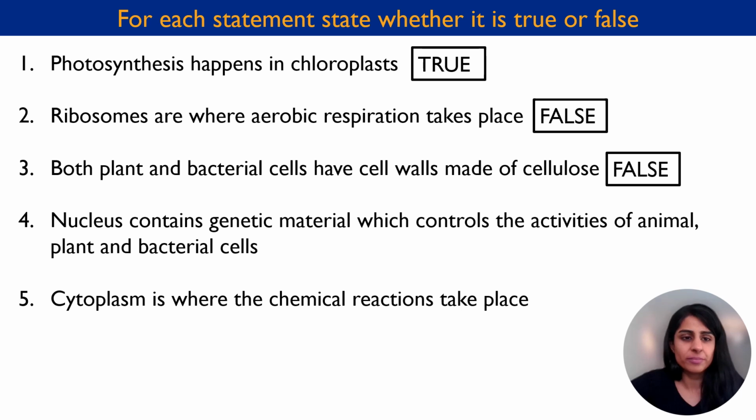4. The nucleus contains genetic material which controls the activities of animal, plant and bacterial cells. That is false because nucleus does control the activities of the cell in the cells that they're in. So they're in animal and plant cells, but they are not in bacterial cells. Finally, the cytoplasm is where chemical reactions take place, and that is true.